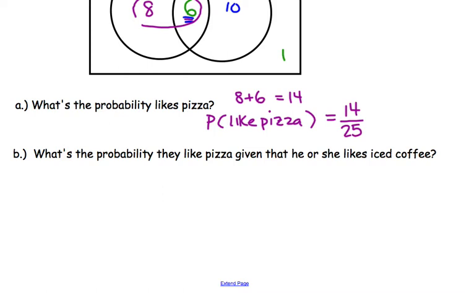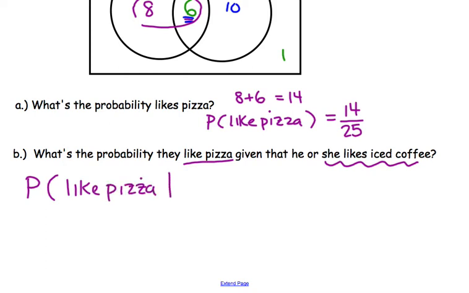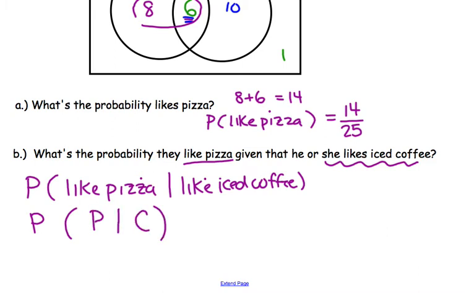All right, question 2. What's the probability they like pizza given that he or she likes iced coffee? So they like iced coffee, and we want to find out what's the probability they also like pizza. So the probability is going to be they like pizza given that they like iced coffee. So shorten it up, probability of pizza given they like coffee. So we're going to go ahead and set up our formula.